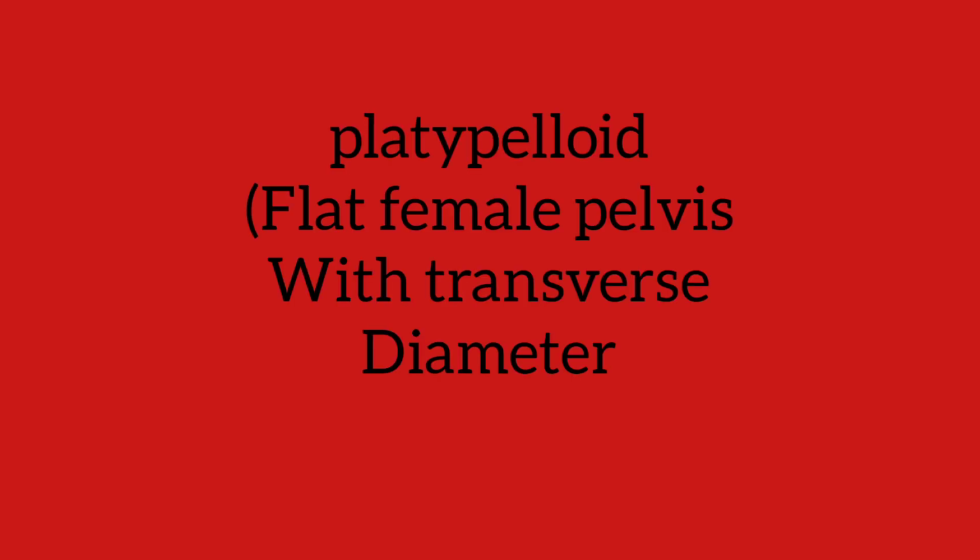Next, coming to the types of pelvis. There are 4 types of pelvis: one is gynecoid pelvis, second is android pelvis, third is anthropoid pelvis, fourth is platypelloid pelvis. The female pelvis is known as the gynecoid pelvis. Next, the male pelvis is known as the android pelvis.